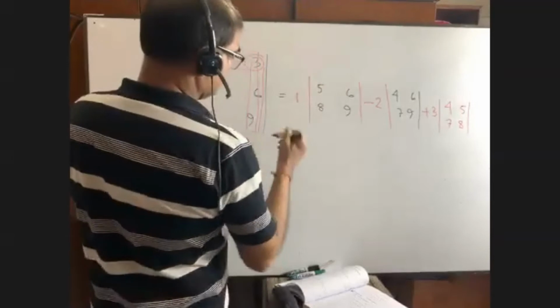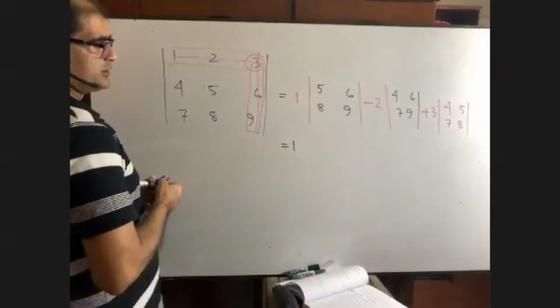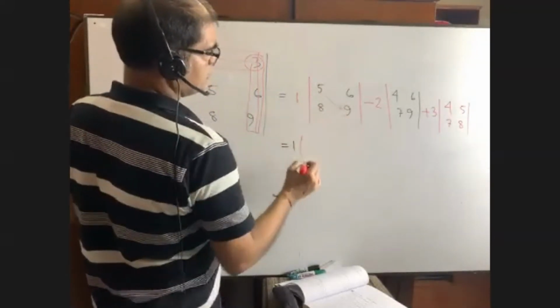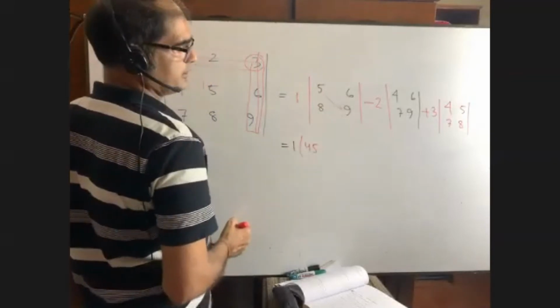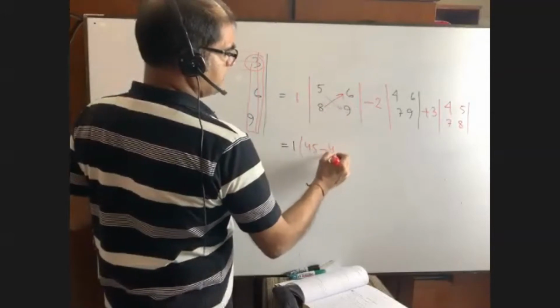Now you see, this is 1. What is determinant? This is the question. Determinant is you multiply this into this. What is the value? 45. You multiply this into this. What is the value? 48.